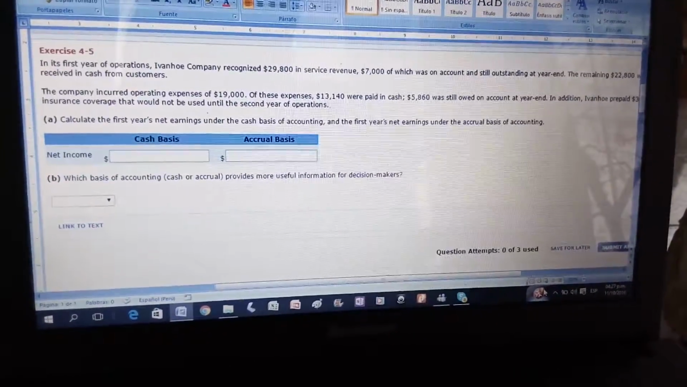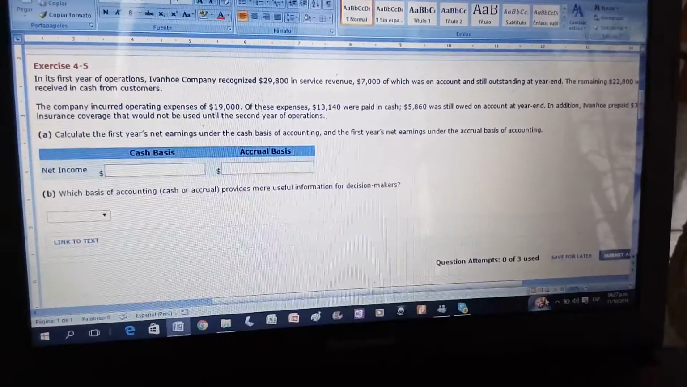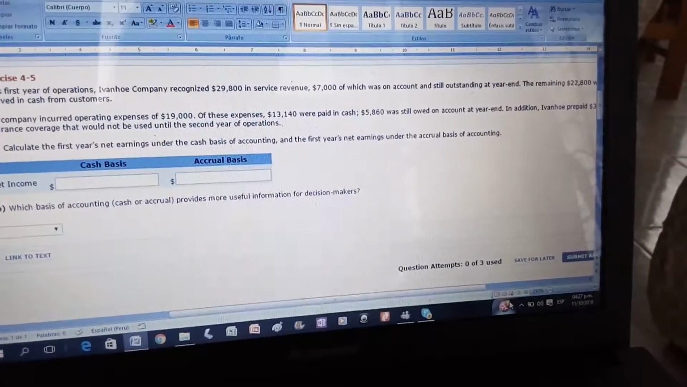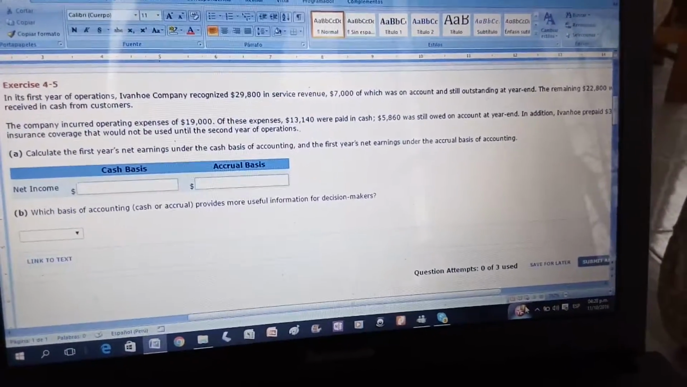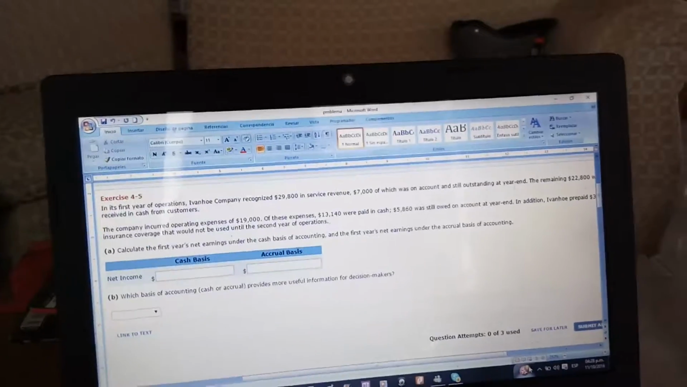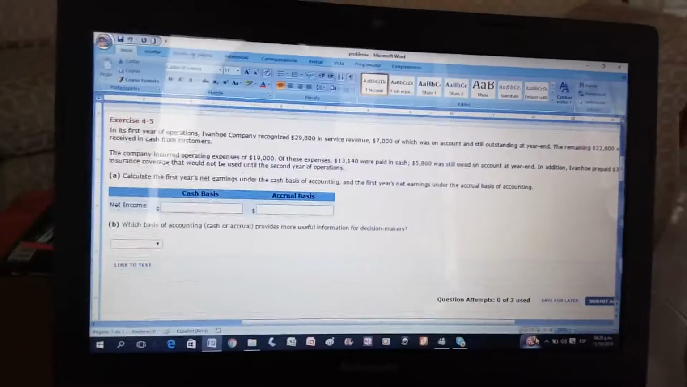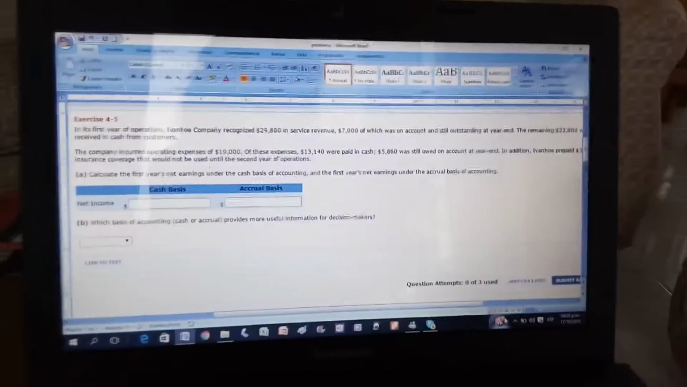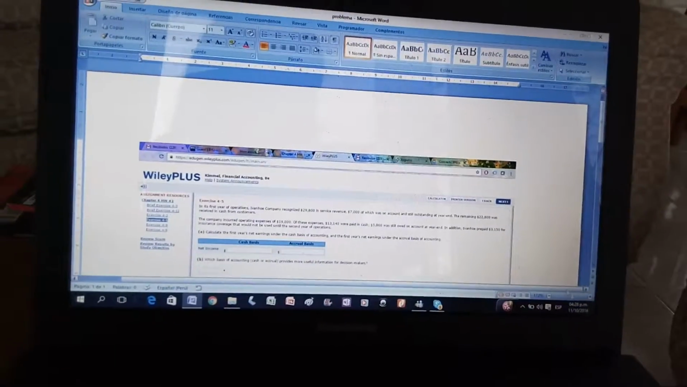It says the company recognized 29,800 in service revenue, but 7,000 of which was on account. It means that it will be paid in the next year. So in the first year, if we take into account the accrual basis, we won't take this number. We will take the cash, which was 22,800. So we have to recognize the amounts.